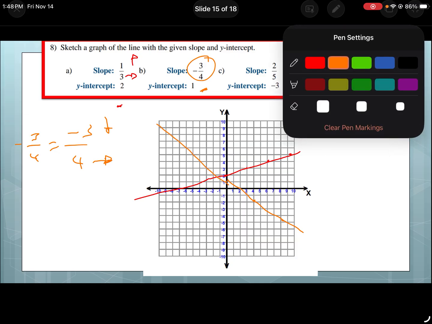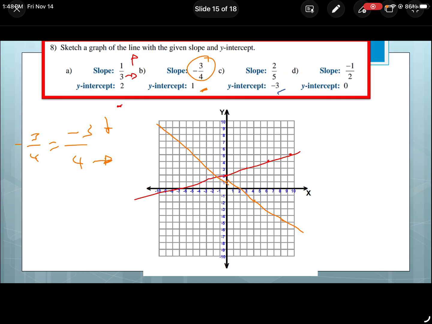You get the idea. For this one, y-intercept is -3, and then put a little dot. Slope is 2/5, which means I go 5 to the right and 2 up. So 1, 2, 3, 4, 5, up 1, 2. Again, 1, 2, 3, 4, 5, up 1, 2. So it looks something like that, I believe.